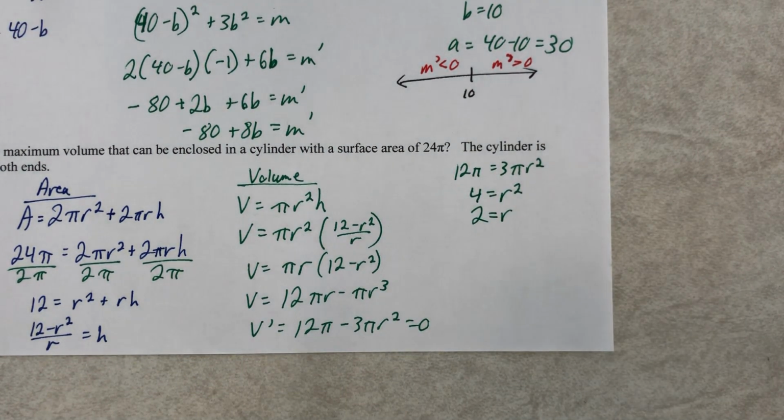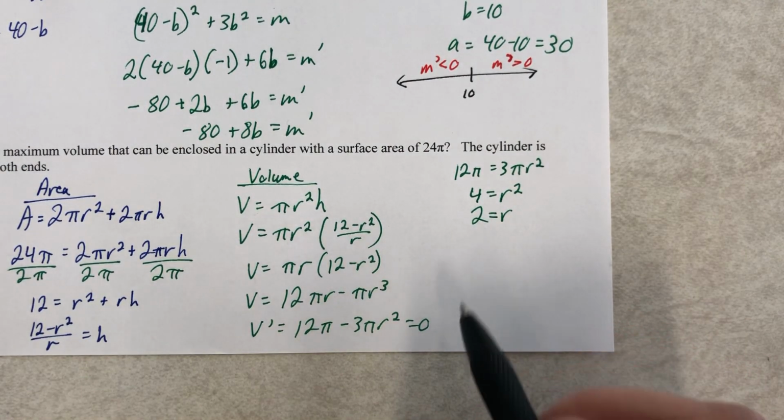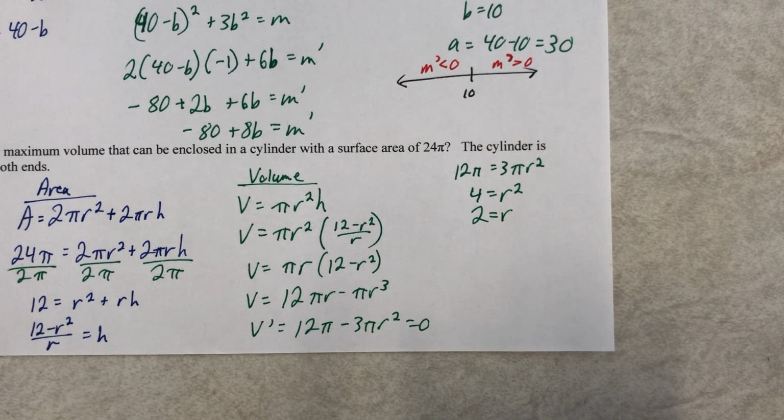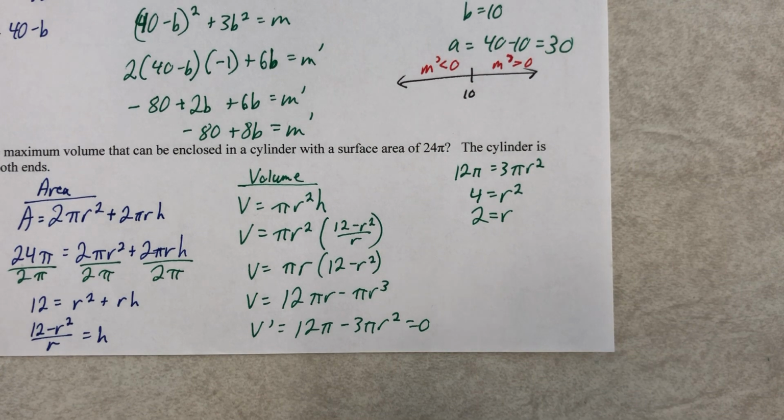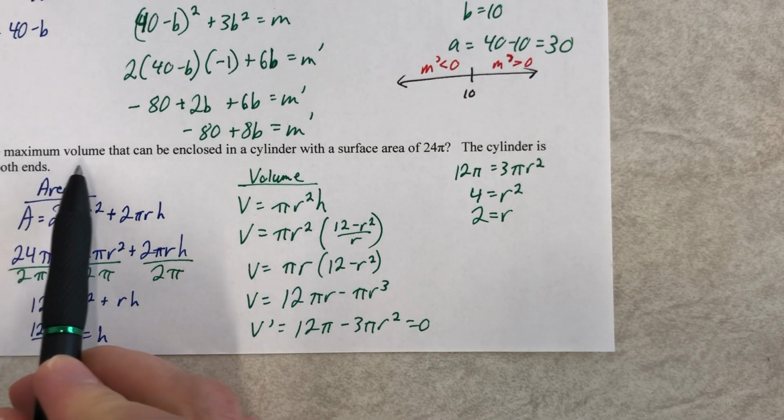Yes, easy number. So at this point, you might be like, oh, plus or minus. No, we're dealing with a radius, so you can't have negative dimensions. Don't play that game. That's just awkward. What I do need to do, though, is find the height, or actually not find the height. I could if I wanted to, but they said, what is the maximum volume?